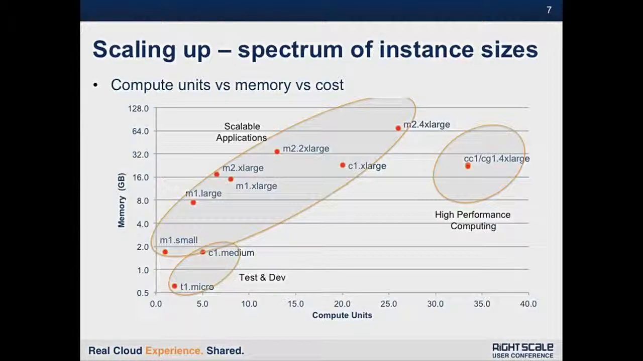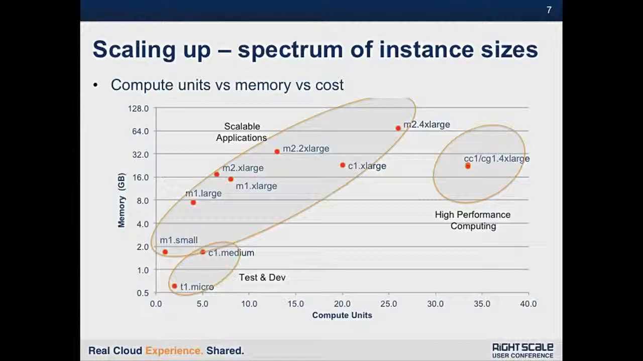Here, what I'm showing you, based on AWS, are the instances that are currently available for you. What we have here are compute units, which are the same ones Amazon publishes on the website, against memory size.